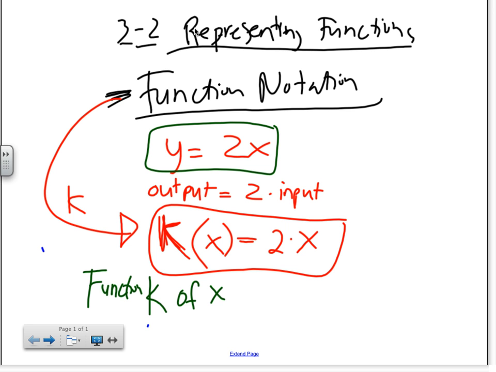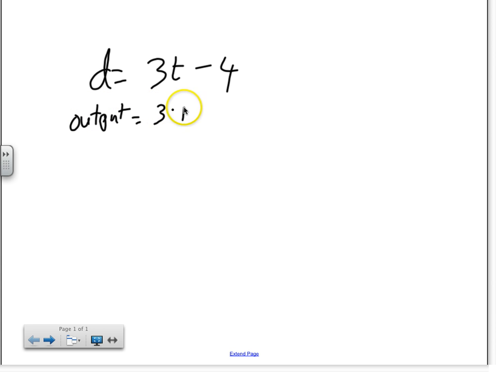Let me tell you, let's try. Okay, so if I give you another one, and ask you to rewrite it, let me show you this. Let's say I have this. Which one here is my input? Which one's my output? T is input. So if you want to rewrite it to help you understand it better, I write it like this. Output equals 3 times the input, minus the 4. Is that true?